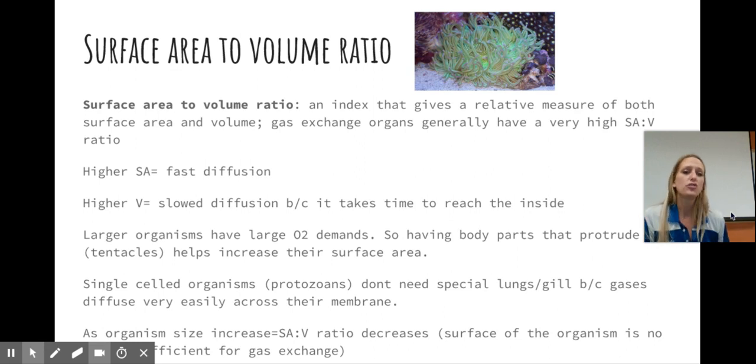Single-celled organisms do not need lungs and they don't need gills because they're already so small, gases can easily diffuse across their membrane. And as an organism's size increases, as the organism gets larger, their surface area to volume ratio goes down. Their surface area is not as great compared to their volume. As they're growing, they're going to get thicker and wider. And yeah, they're going to have the same surface area, but the volume is going to increase. Therefore, that ratio is going to go down. And it's not going to be as efficient for just diffusion gas exchange. You're going to probably need a larger respiratory organ to facilitate that.